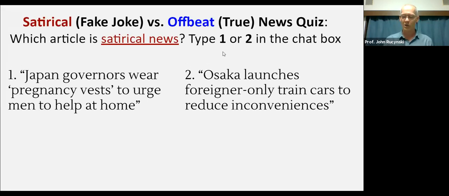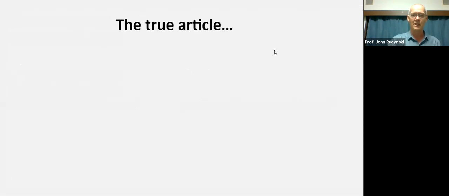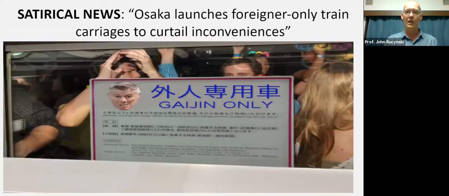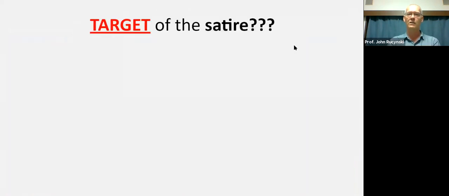Okay, so I think everyone knows. The true article was this one. So Japanese governors wearing the pregnancy vest, okay? But it is a little odd or offbeat or surprising news. So this was the satirical news. Osaka launches foreigner-only train carriages to curtail inconveniences.